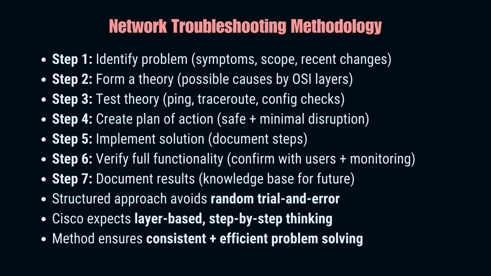Effective network troubleshooting follows a systematic methodology ensuring consistent and efficient problem resolution. Step 1 involves identifying the problem by gathering information from users, observing symptoms, and determining the scope of issues affecting single users, departments, or entire networks.